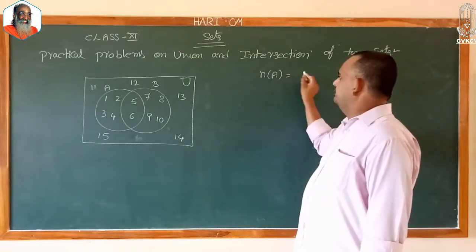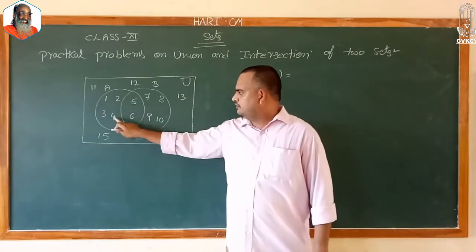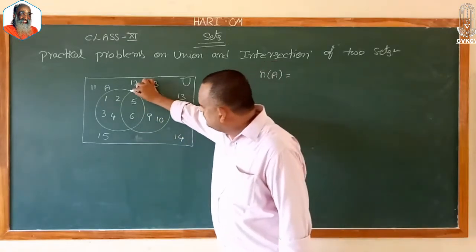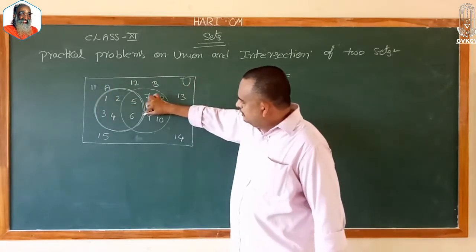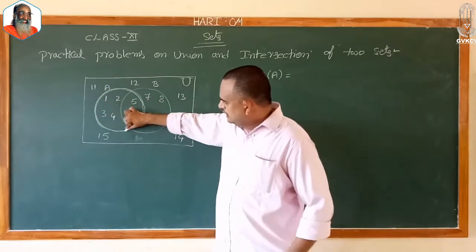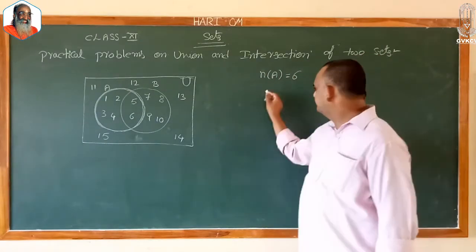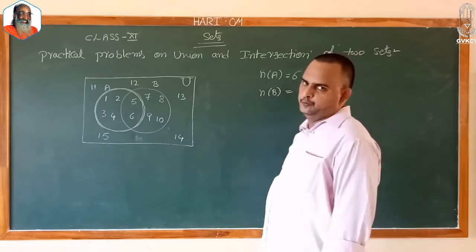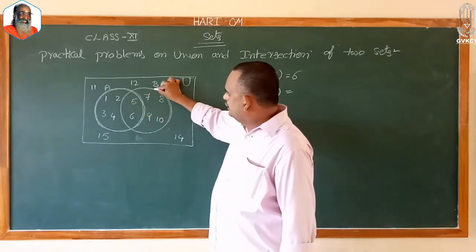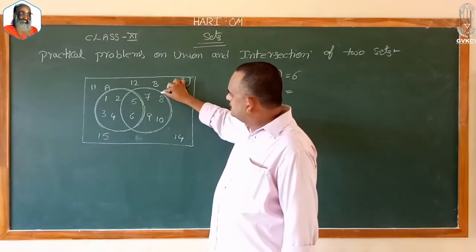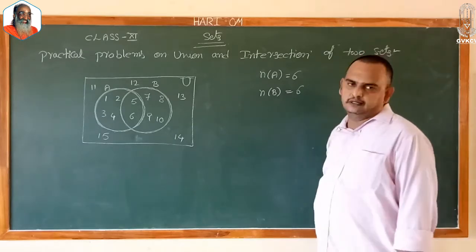Now, number of elements in A. What are the elements we have? 1, 2, 3, 4, 5, 6. A means this entire circle, which indicates set A. Total I have 6 elements, so n of A is equal to 6. Now n of B means the number of elements in set B. This is the second circle. In this second circle, how many elements do we have? 5, 6, 7, 8, 9, 10. Again I have a total of 6 elements.